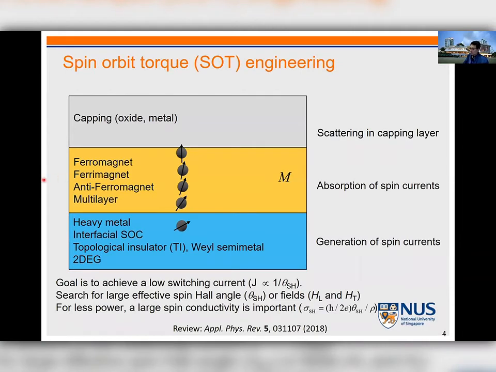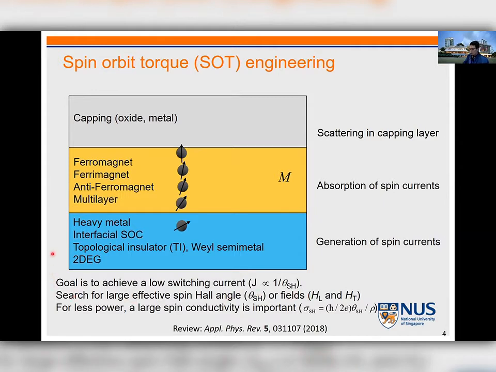If I summarize this field into three major layers, first we have to generate spin current, then we have to absorb that angular momentum. Then we can also think about the role of the capping layer, which was largely ignored. The goal is to achieve low switching current. So people try to find material systems which can give us a large effective spin Hall angle or a large effective spin orbit torque field.